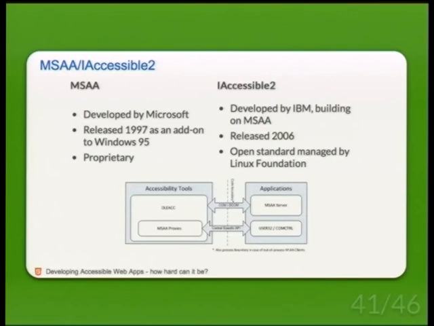All right, so next API is MSAA and IAccessible2. MSAA was originally developed by Microsoft and released as an add-on to Windows 95. It's a proprietary standard. IAccessible2 was developed by IBM to build on that standard, to acknowledge the fact that applications have come a long way since 1997. They're a lot more sophisticated, a lot more complicated. It came out in 2006 and was handed over to the Linux Foundation as an open standard. So the basic idea, I don't really understand that well, but you have this OLEACC DLL that manages the communication between the MSAA server.